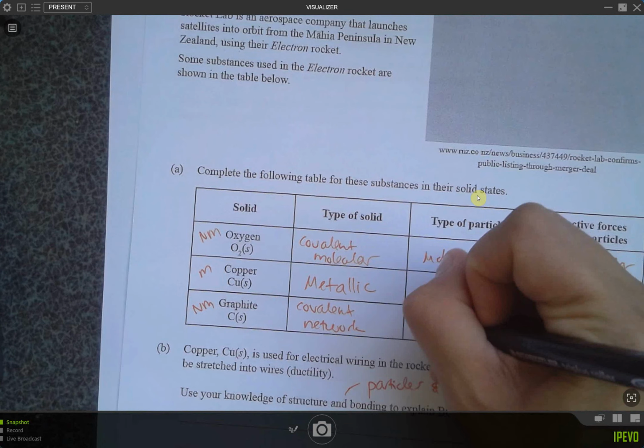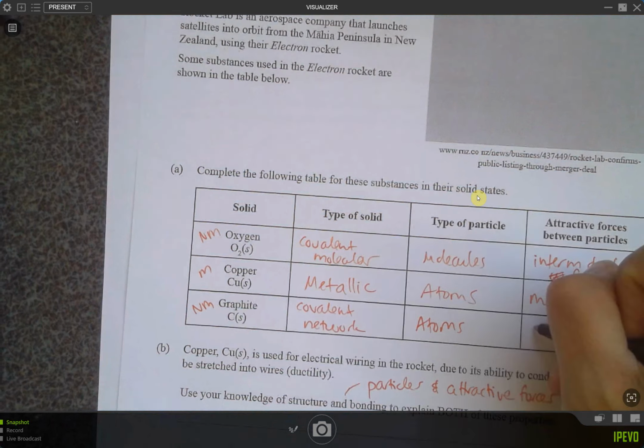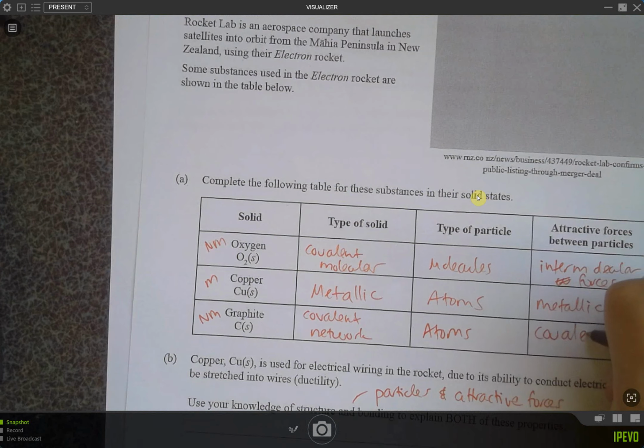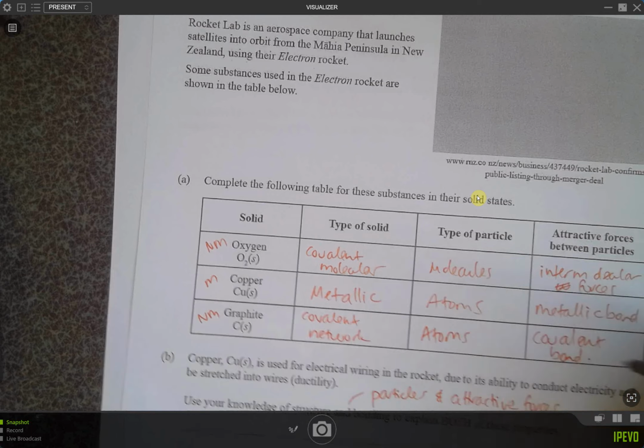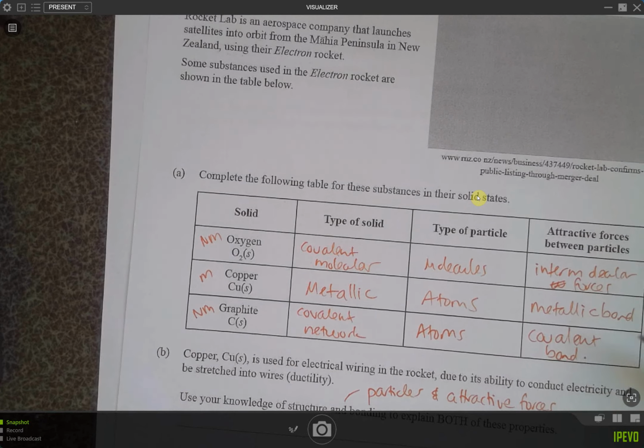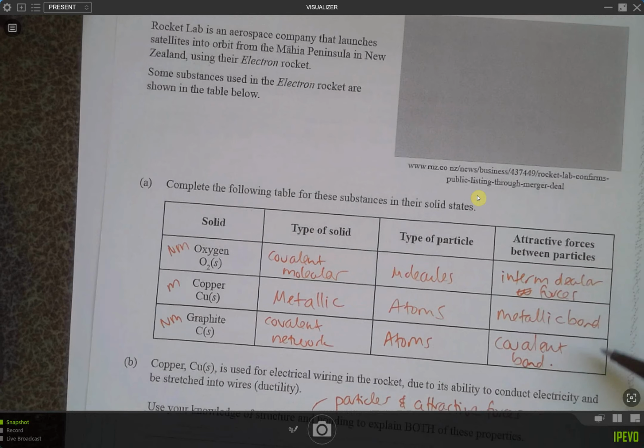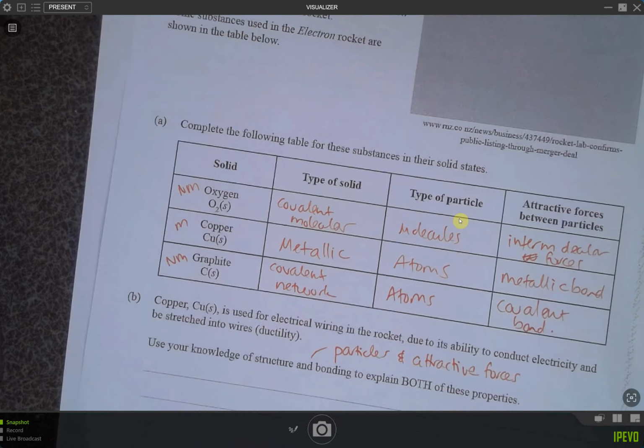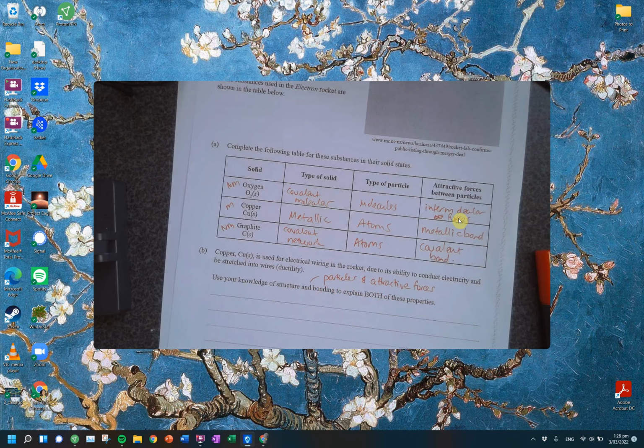Whereas with covalent networks, you also have atoms as the type of particle, but this is going to have the covalent bond. The thing that is important to remember about stating these attractive forces is that in these two answers, I'm not saying intramolecular forces, even though they are intramolecular forces. The reason why is because I want to be more specific. You can use intermolecular forces for the covalent molecular because that is the right specification for it. Cool. So that's kind of the setup of how to answer it.